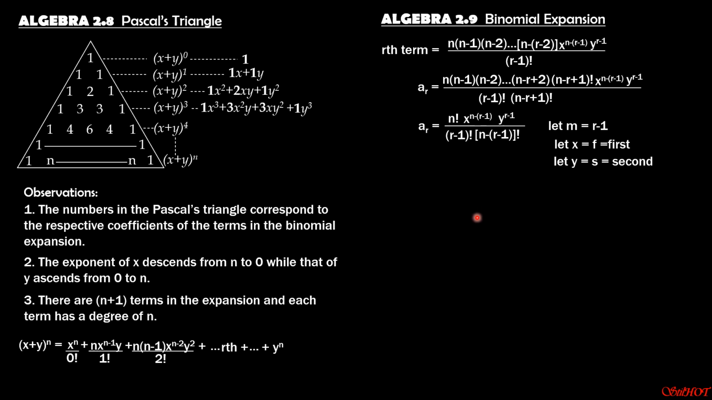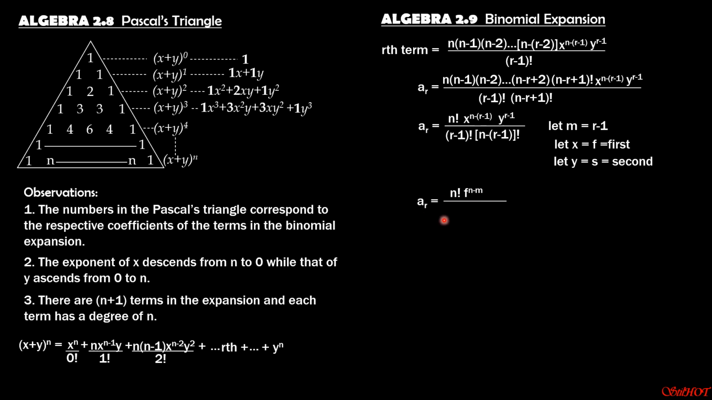N factorial over n minus r factorial times r factorial. This is actually the combination of n things taken m at a time. So in other words, this is nCm. So the r-th term formula reduces to nCm, first to the n minus m. So take note that nCm is n factorial over n minus m factorial times m factorial, which is this. So the r-th term is now nCm, the combination of n things taken m at a time, first term raised to n minus m times second term raised to m. And remember that m is r minus 1.